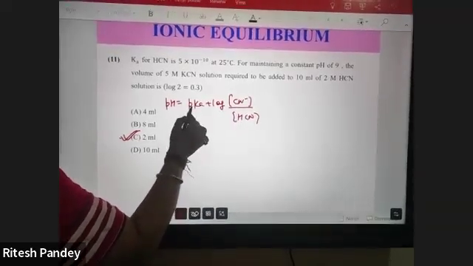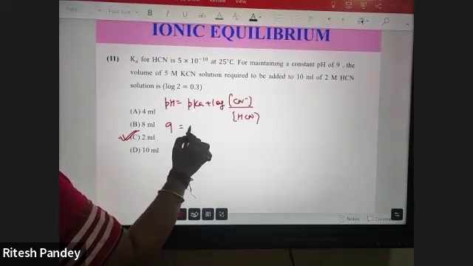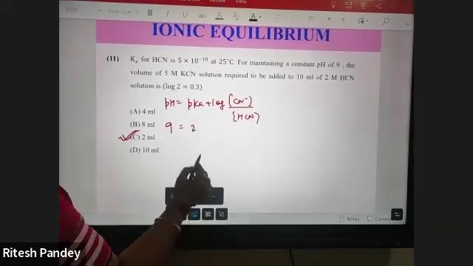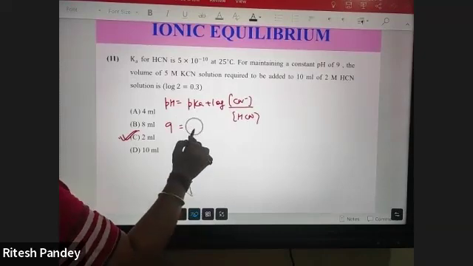Now, this is like pKa, 2 into 5 into 10 to the power minus 10. 5 into 10 to the power minus 10.